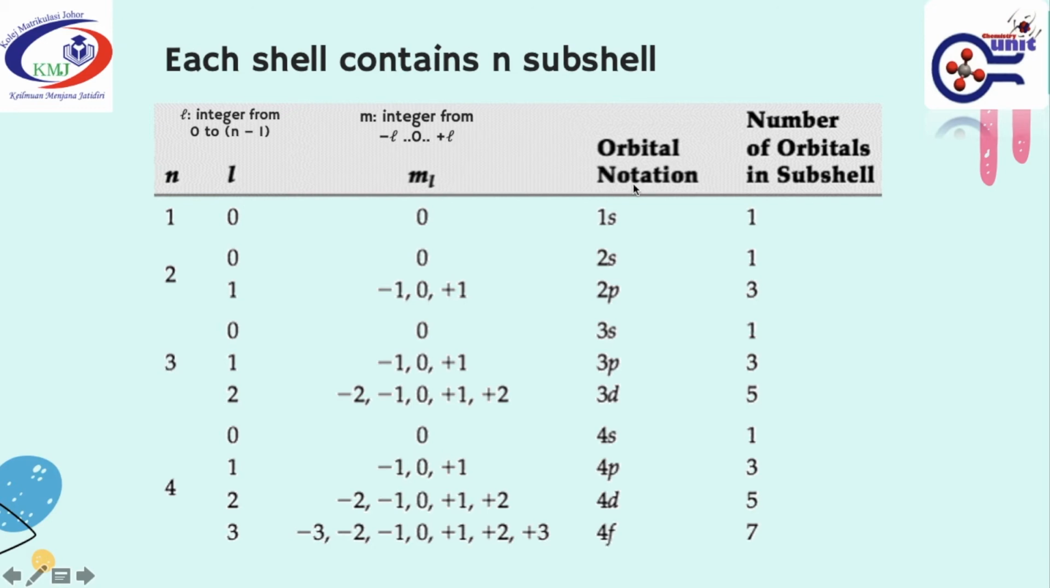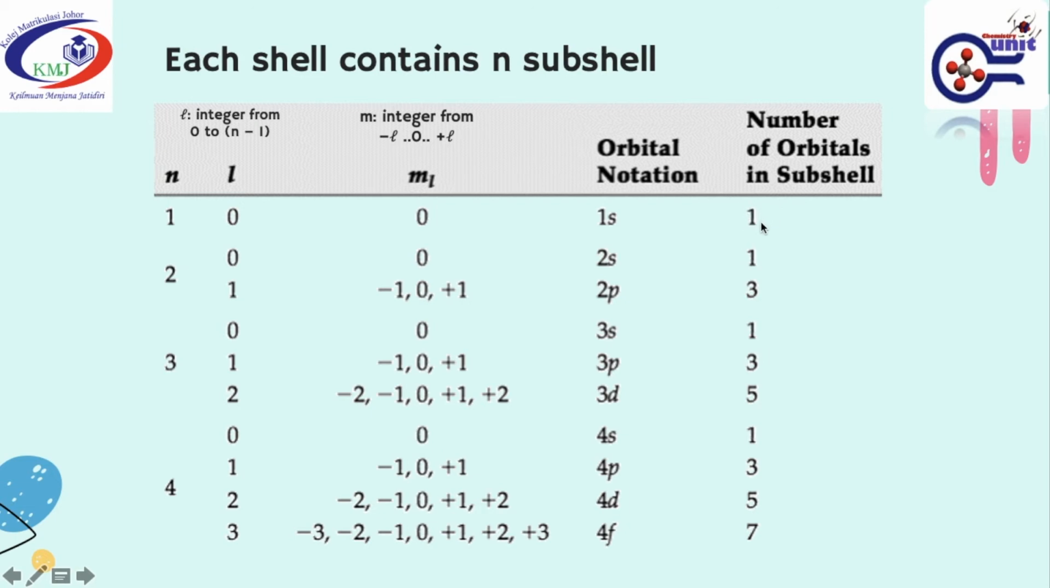So for the notation, look at the value of n, 1. So notation is 1. S from the value of L. So the value of L is 0. 0 means S orbital. So the orbital notation is 1s. Number of orbitals in subshell, only 1.